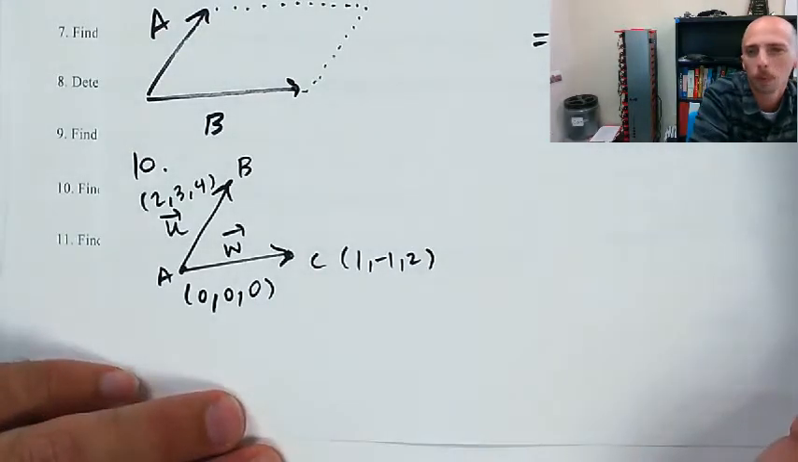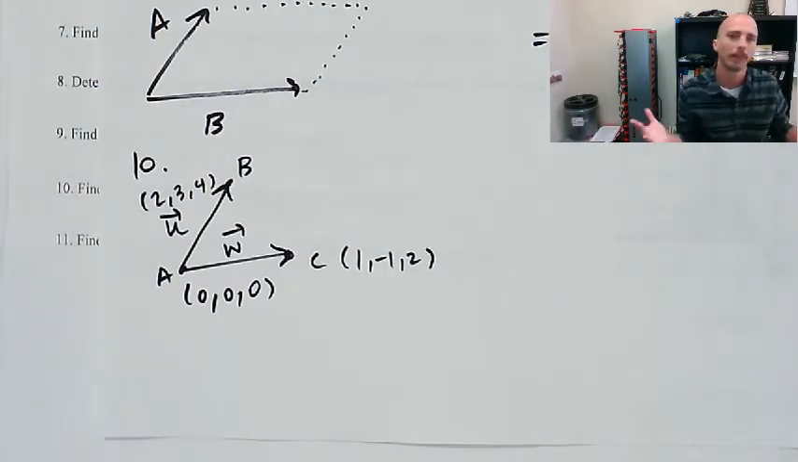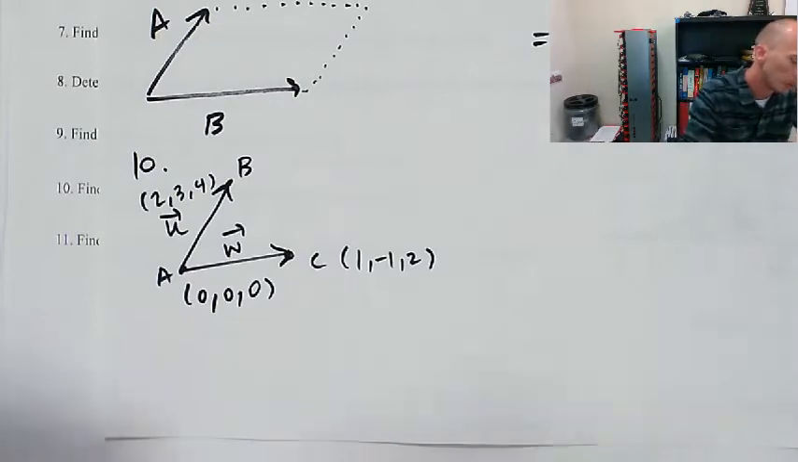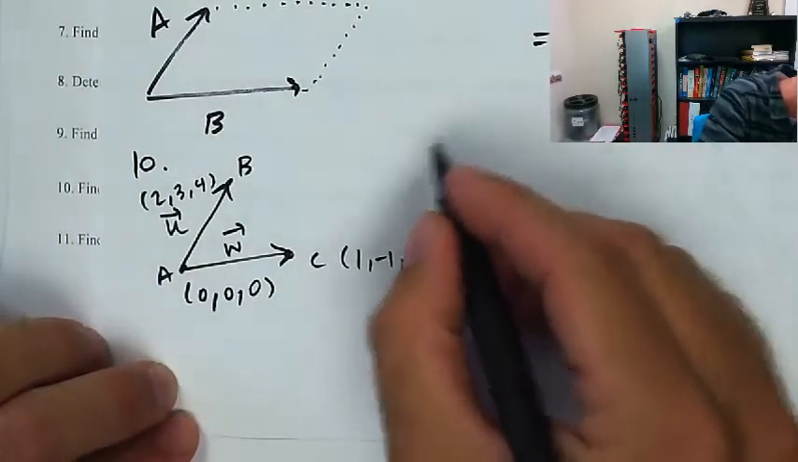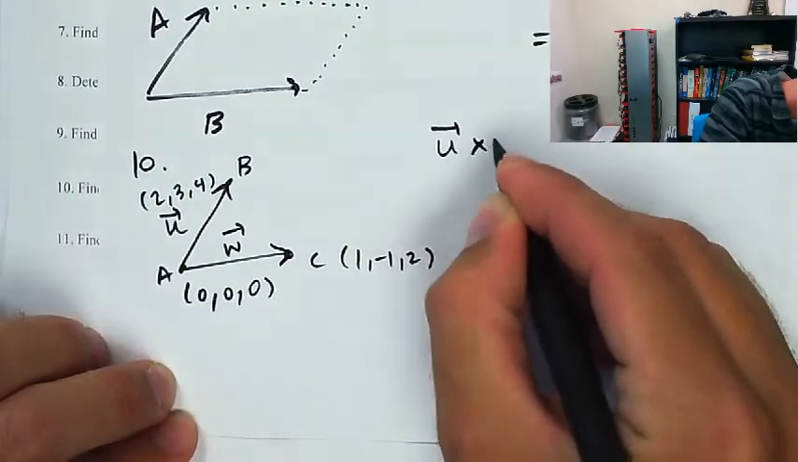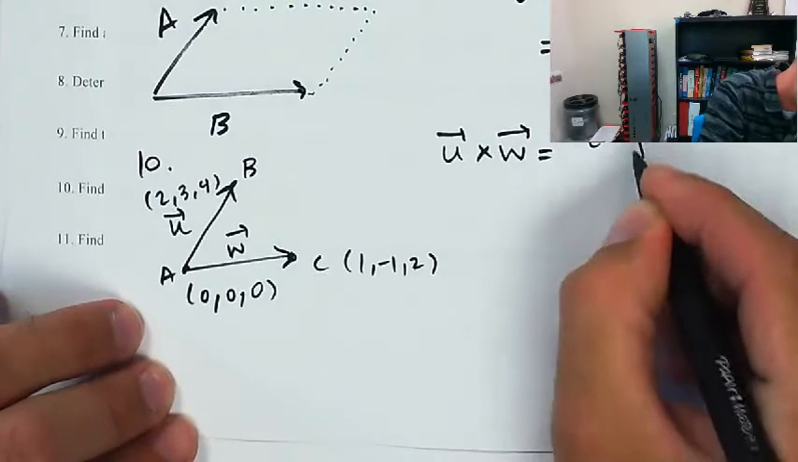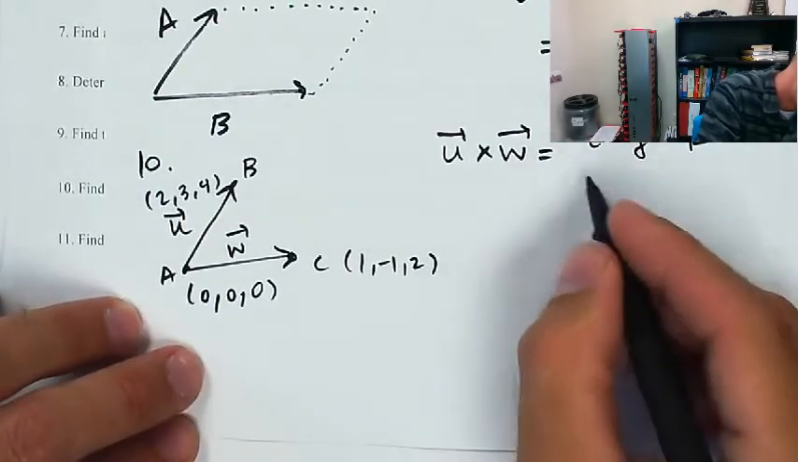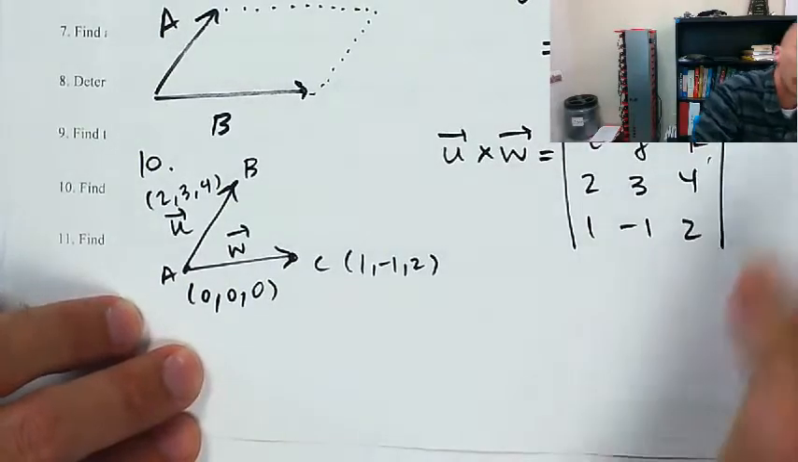And it doesn't really matter which order I cross them in, right? Because it's not commutative, it's anti-commutative. But then if we take the length of the one that's the negative of the other one, they're going to have the same length. So it really doesn't matter what order. If I do W cross U or U cross W, doesn't matter. All right, so I'm going to say U crossed with W is equal to 2, 3, 4, 1, negative 1, 2.